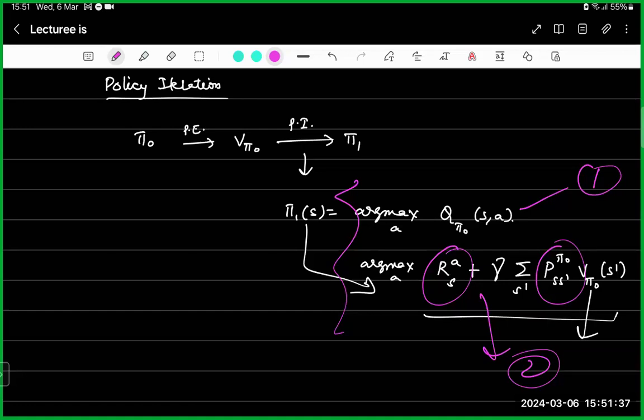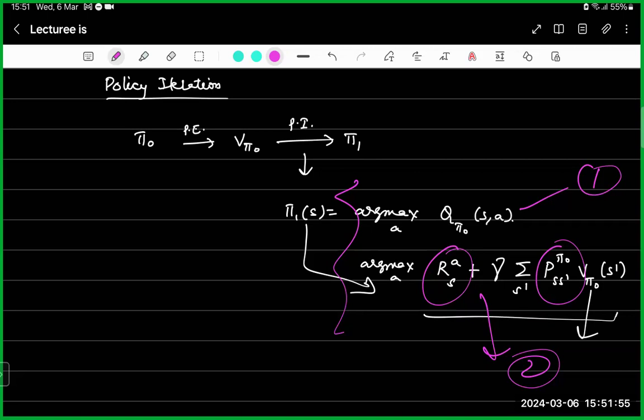If you use equation one, can you do it in a model free setting? Can you use equation one in a model free setting? Why? Because that does not require model dynamics. You don't need RSA or you don't need P pi naught SS dash.